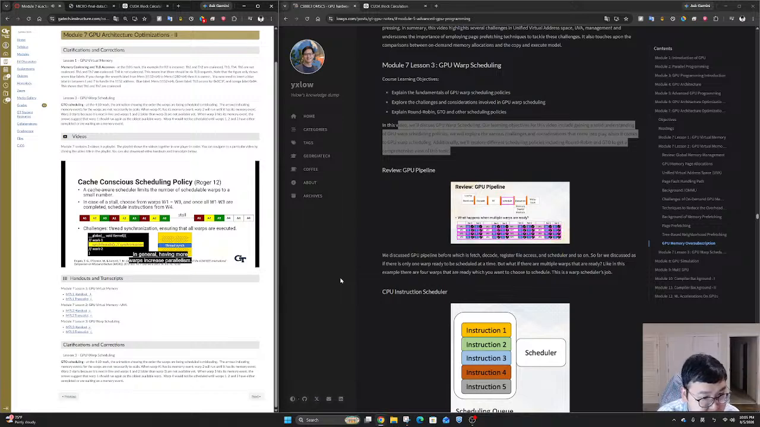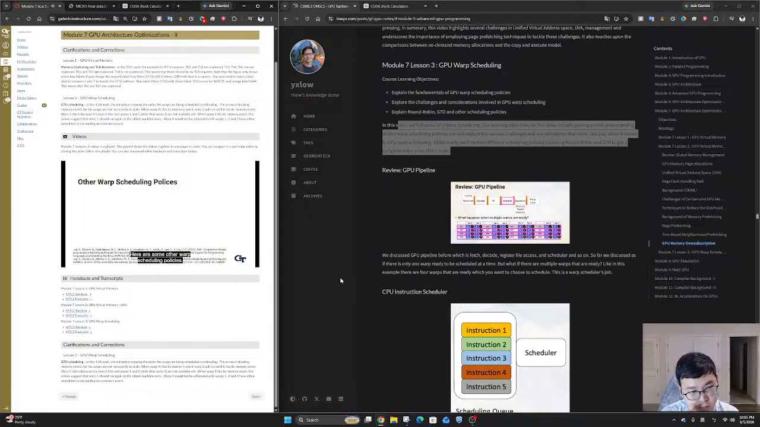In general, having more warps increases parallelism. However, by limiting the number of warps, it might reduce the cache working set sizes, but it also restricts warp-level parallelism. Consequently, depending on the cache behavior and program characteristics, the optimal number of active warps needs to be selected. Here are some other warp scheduling policies.